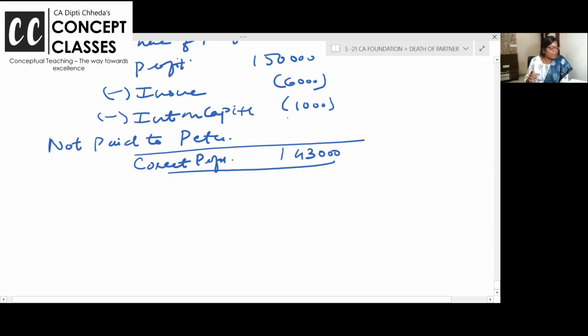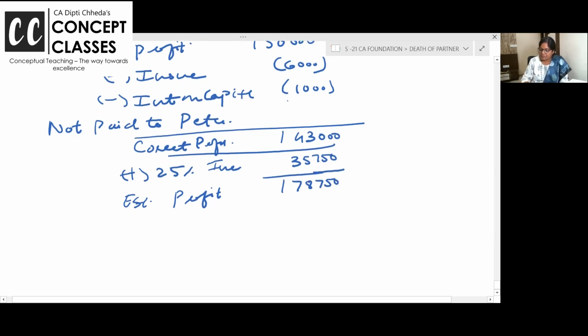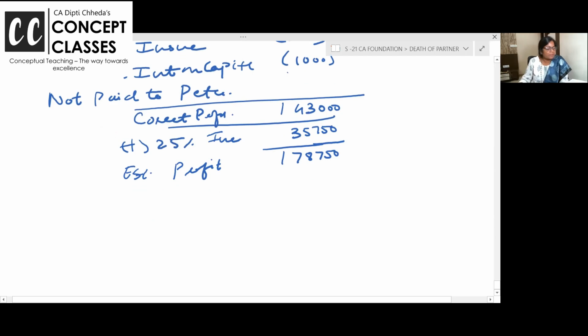To that, read point number 4. Increase it by 25%. Now you are getting the profit, estimated profit for the current year.